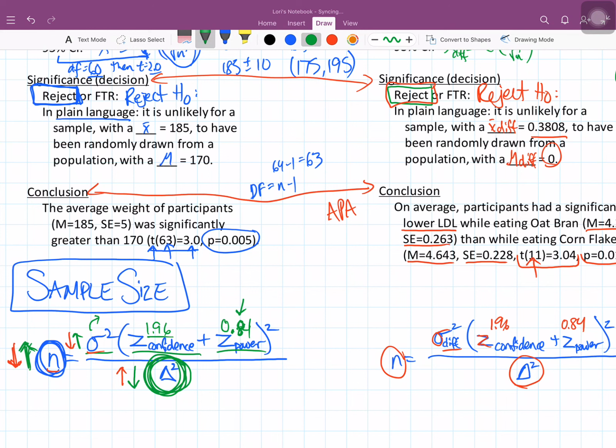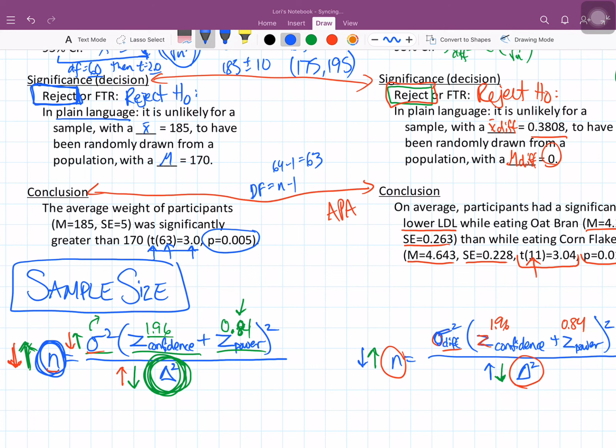If the difference goes down, because this is in the denominator of the right hand side of the equation, if we want to detect a really small difference from the before and after, or from the cornflakes to the oat bran, then we're going to need a pretty big sample size. However, if that difference can be pretty large, then we're not going to need as large of a sample size in order to detect that, holding all the other things constant. The same exact kind of thing holds for the standard deviation.